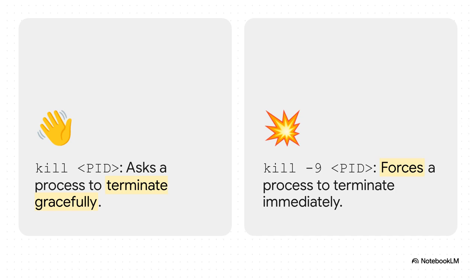But hold on, not all kills are the same. This is super important. A plain kill command, that's the polite way. You're asking the process, hey, could you please shut down cleanly? But sometimes a process is just too far gone. It won't listen. That's when you bring out the big guns. Kill -9. That's not a request. That's telling the operating system, end this, now. Knowing the difference between the polite ask and the final order, that's what makes you look like a pro.